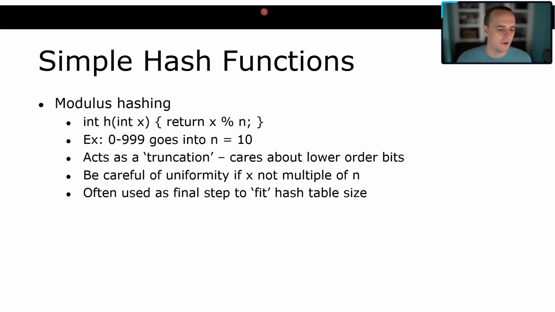Okay? Well, how am I going to do that? I'm going to have my hash function h here, int h. It's going to take as input an integer x, and it's going to return x mod n. The modulus operator is essentially the remainder after division. If you've never used mod before, here's how mod works.